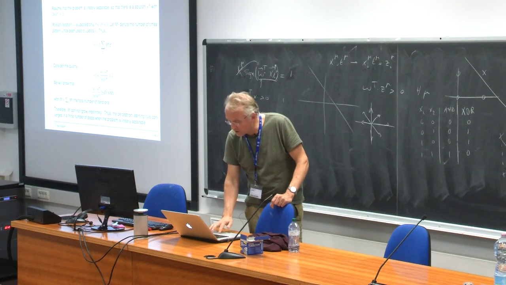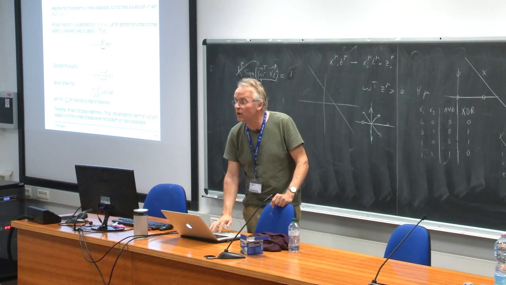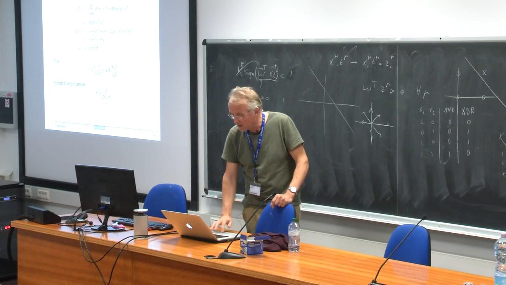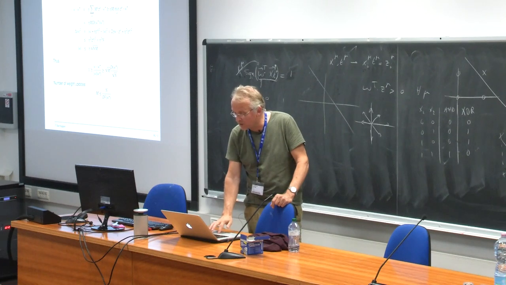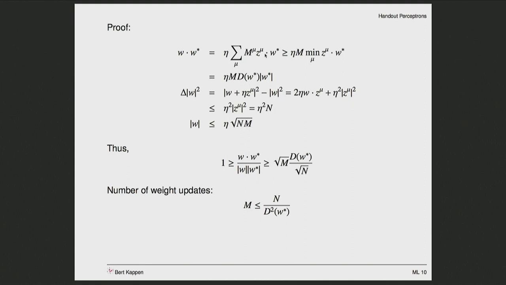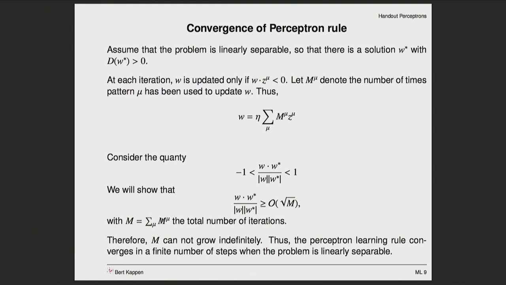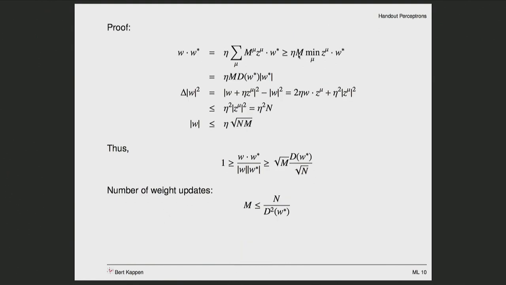Okay, so we have to show that this grows, and it's very easy because we have a numerator which we're going to show is larger than something, and a denominator we're going to show is smaller than something. The numerator, we take this inner product, we fill in the definition of W, which was eta times this sum. Now we can replace z times w star by the minimum over all patterns, and so then we get a larger-than, because this inner product is larger than the minimum. And then we're left with a sum over mu, which by definition is m. We had defined m here as the sum over mu. So we get this inequality here. And now we can put in our definition of d of w star, just by multiplying by w star. So this is one side.